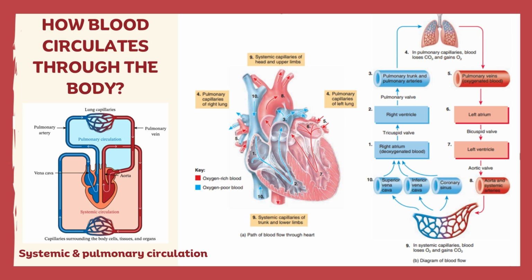While the systemic circulation begins as oxygenated blood returns to the heart through the pulmonary veins, entering the left atrium. It flows through the mitral valve into the left ventricle, which pumps it through the aortic valve into the aorta. The blood is then distributed to the body tissues via systemic arteries, where oxygen and nutrients are delivered, and carbon dioxide and waste products are collected. The deoxygenated blood returns to the heart through systemic veins, completing the cycle.